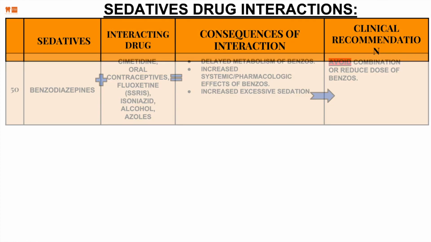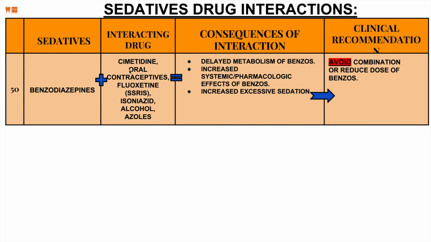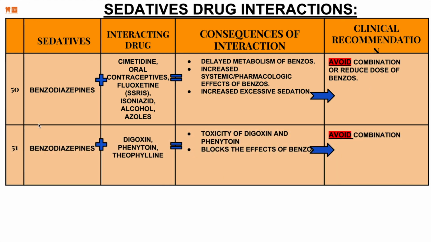Next. Benzodiazepines with this group of drugs, which is cimetidine, oral contraceptives, fluoxetine, which is an SSRI. We've talked about that today. Isoniazid, the TB drug, alcohol, and the azoles, the antifungals. When all of these drugs are mixed with benzodiazepines, we have delayed metabolism of benzo. So let's guess what that is. When there's delayed metabolism, there's increased effects of benzodiazepine. Perfect. Great job, guys. It increased the excessive sedation effect of benzodiazepine, leading to us avoiding the combination or reducing the dose of benzodiazepines.